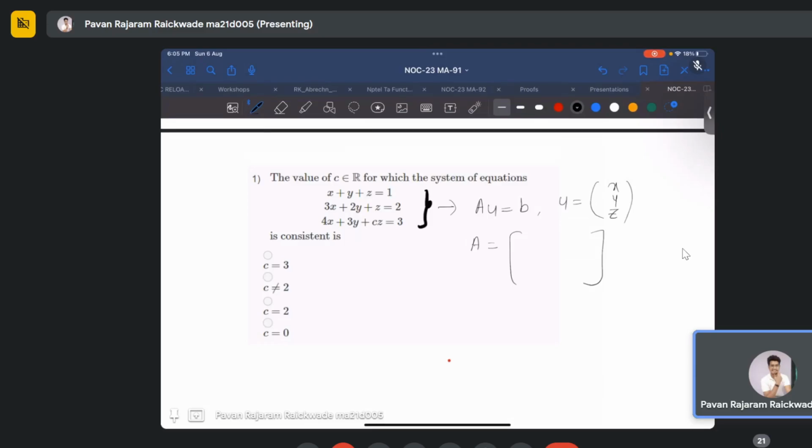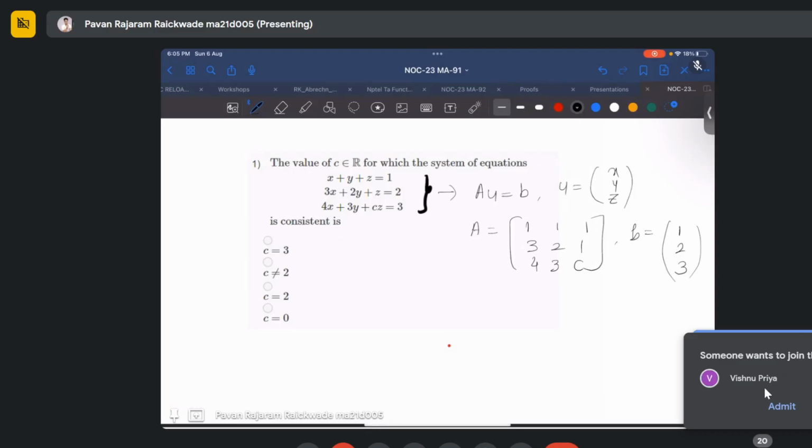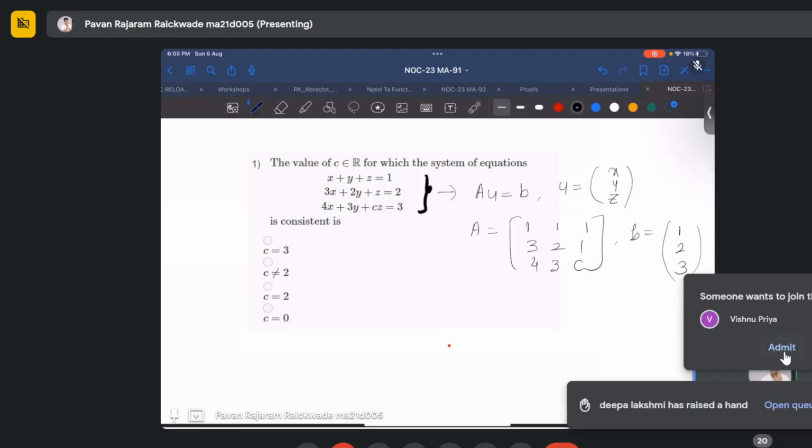So A will be a 3 cross 3 matrix, because there are 3 rows and 3 variables, with each row consisting of the coefficients of the variables x, y, z. For example, in the first row, the coefficients of x, y, z are 1, 1, 1. Hence, the first row will be 1, 1, 1. The second row will be 3, 2, 1. The third row will be 4, 3, and C. Now B will be the right hand side column vector, which will be 1, 2, 3. So the question is whether the system Au equals B has a solution or not.